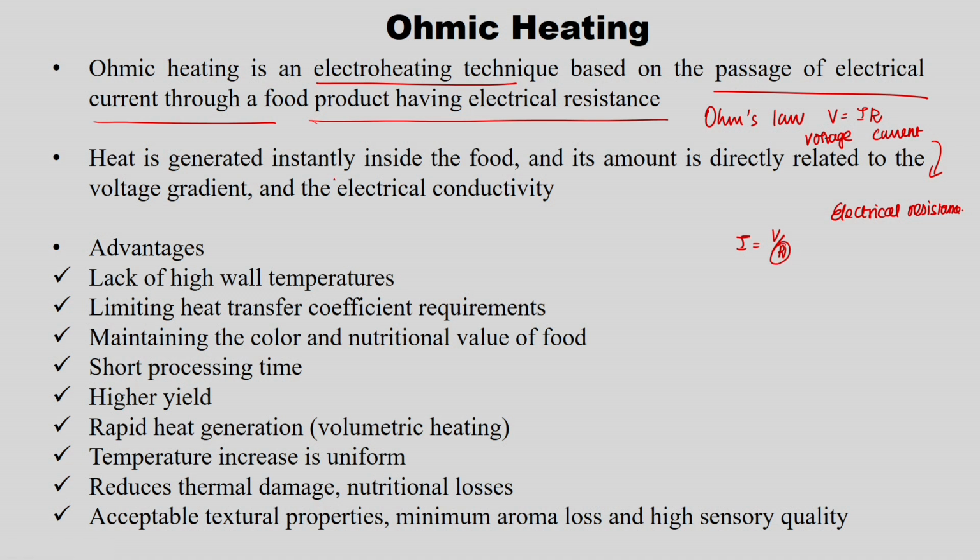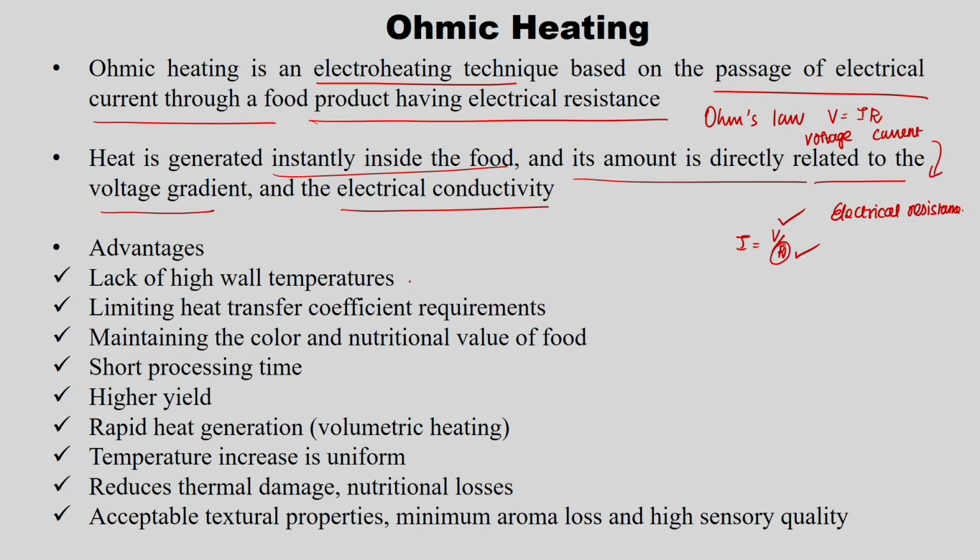Heat is generated instantly inside the food, and its amount is directly related to the voltage gradient and the electrical conductivity. That is what I told: the voltage gradient applied and the electrical resistance, where 1 upon R is nothing but the electrical conductivity. So what are the advantages?